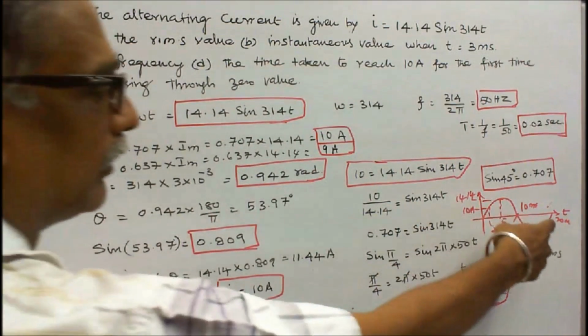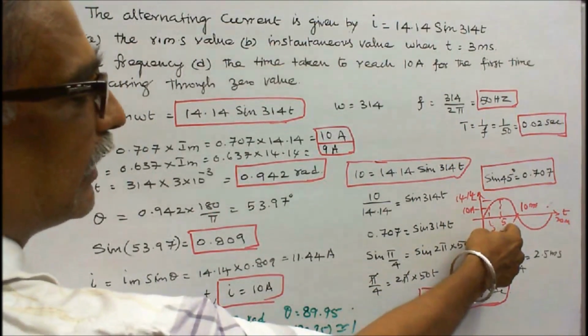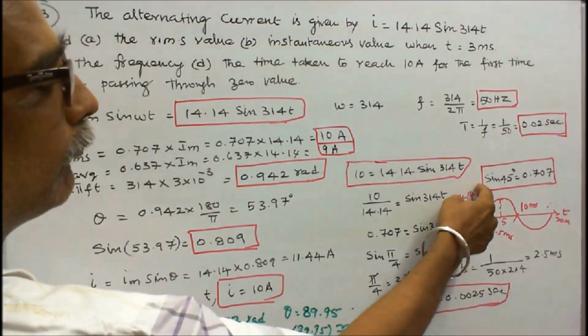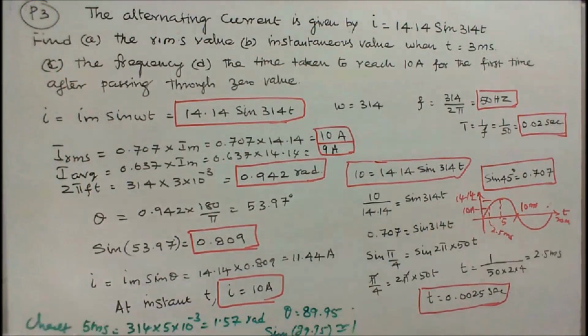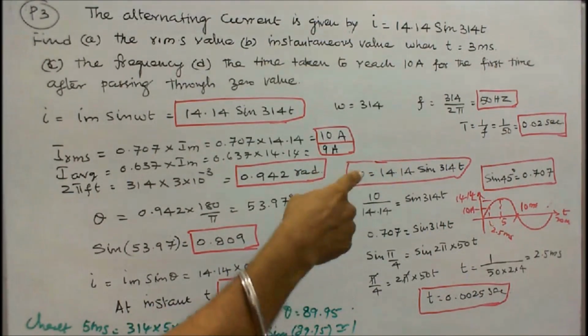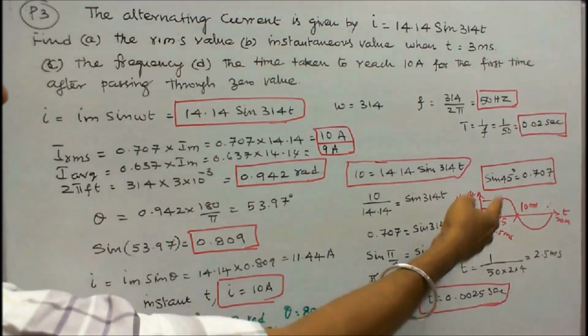Here this is the graph. This is 20 milliseconds. This is 10 milliseconds. Here this is 5 milliseconds. We will get a maximum of 14.14 at 5 milliseconds. At 2.5 milliseconds we will get 10 amps current. We can also check: 5 milliseconds, omega t is equal to 314 into 5 into 10 power minus 3, that is equal to 1.57 radians. Again I convert radians into degrees by multiplying by 180 by pi, so theta is equal to 89.95 degrees. Sin 89.95 is almost 1. Therefore, I simply substitute. I will get I is equal to 14.14 into 1, that is equal to 14.14. I will get the maximum at 5 milliseconds.